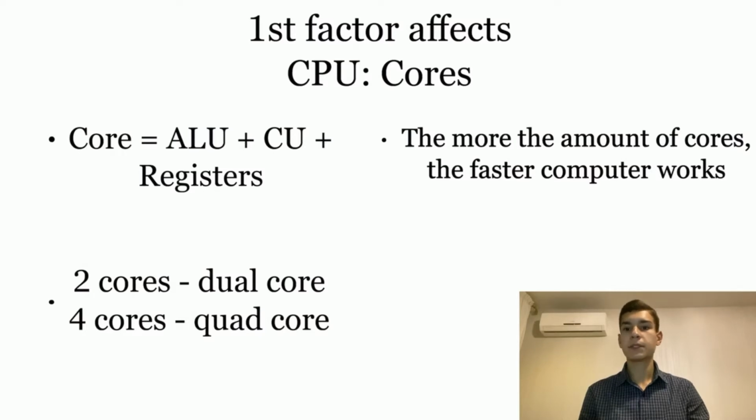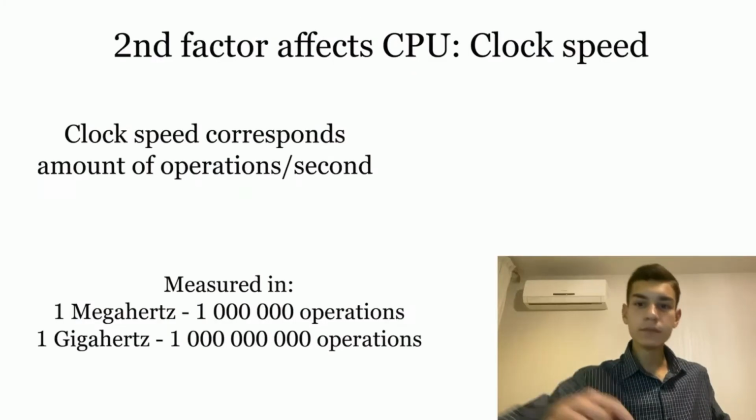A computer can have a different number of cores. It can be 2 cores, then it will be called a dual core CPU, or 4, then it will be called a quad core CPU, and so on. So the more cores a computer has, the more operations it will be able to do simultaneously, therefore it will speed up the work of the computer.